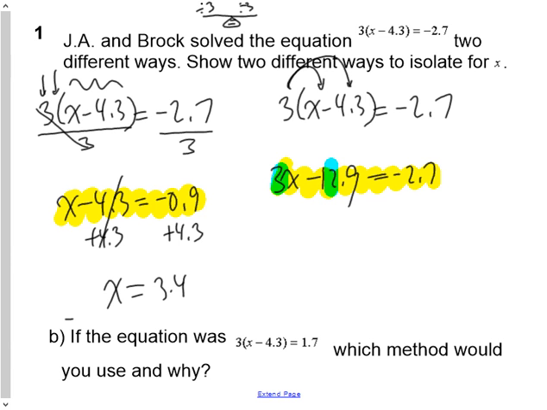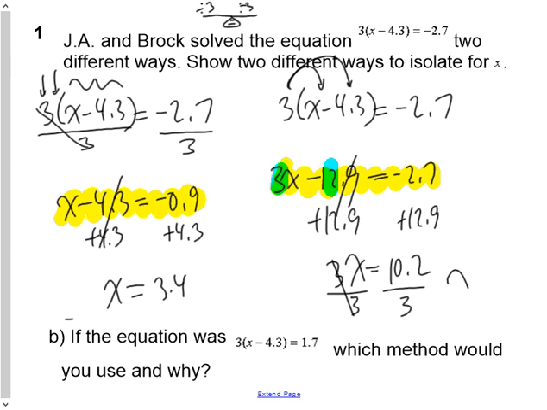and a constant. Get rid of your constant by adding 12.9 to both sides. You get 3x is equal to 10.2. Divide both sides by the coefficient, and x equals 3.4 still.